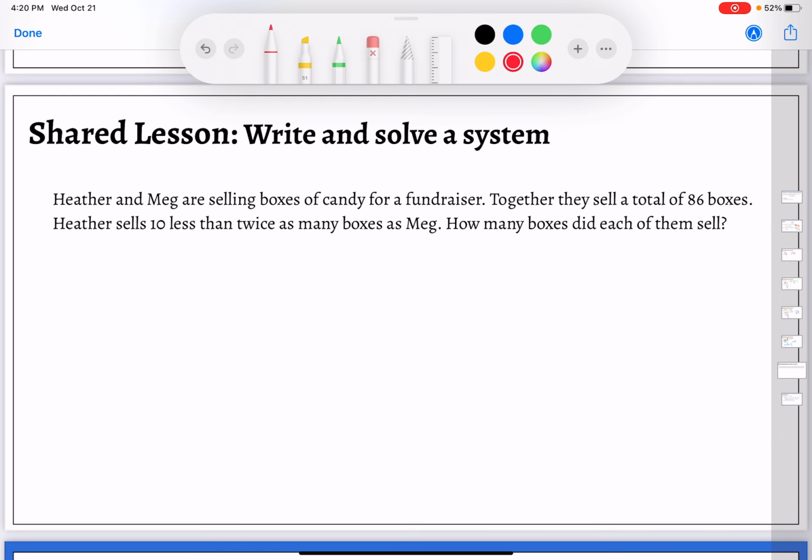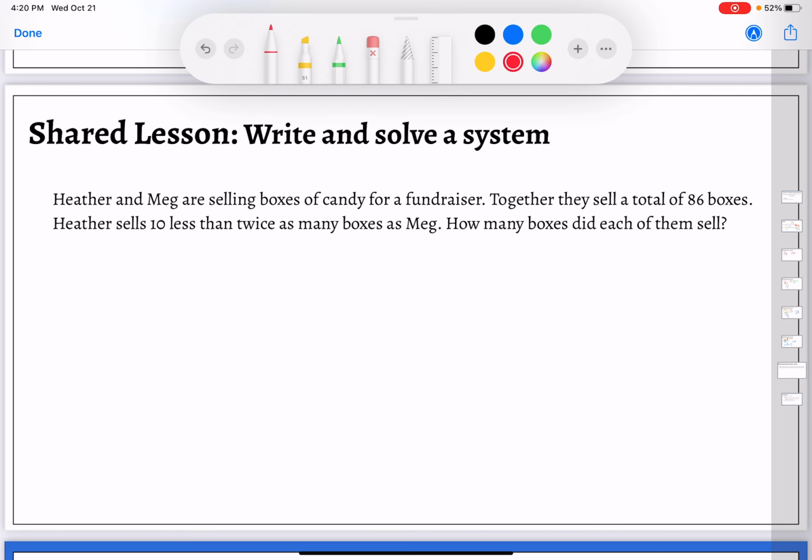Heather and Meg are selling boxes of candy for a fundraiser. Together they sell a total of 86 boxes. Heather sells 10 less than twice as many boxes as Meg. How many boxes did each of them sell?